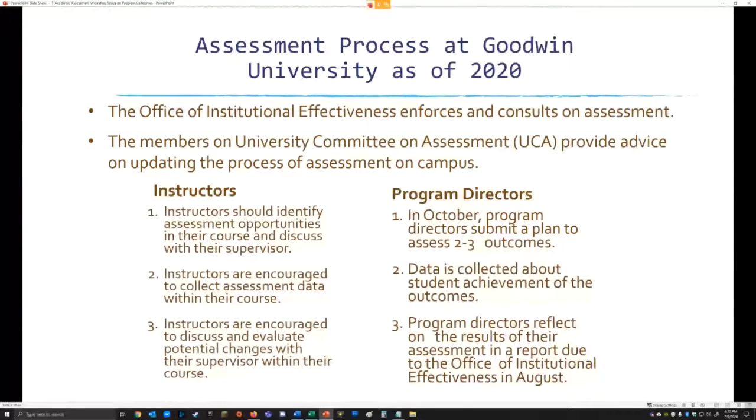So you might be wondering, okay, now what? I understand how assessment works and the different levels that we have, but what do I do at Goodwin to assess programs, assess courses? So assessment at Goodwin is actually mandatory, and many of you might be like, what? It is? I did not know that. It is mandatory for the programs.